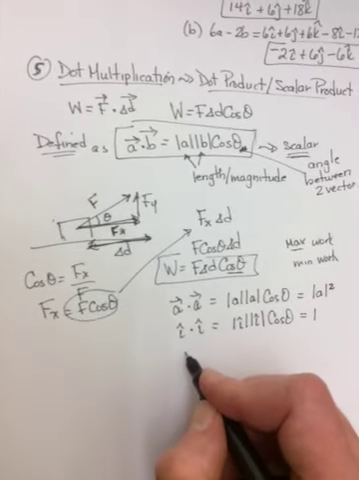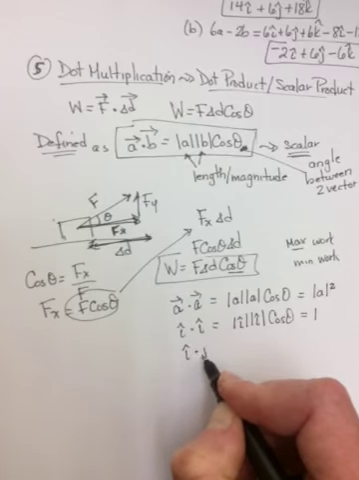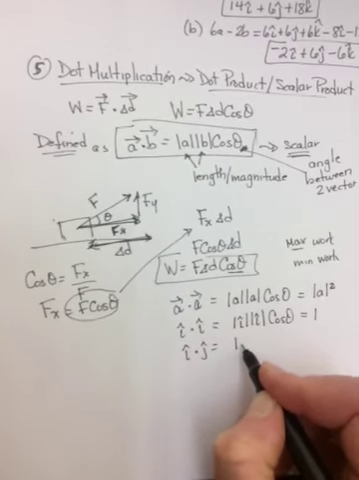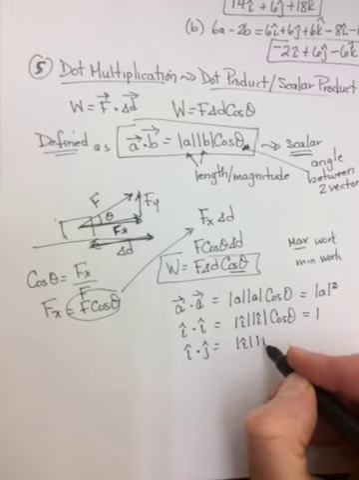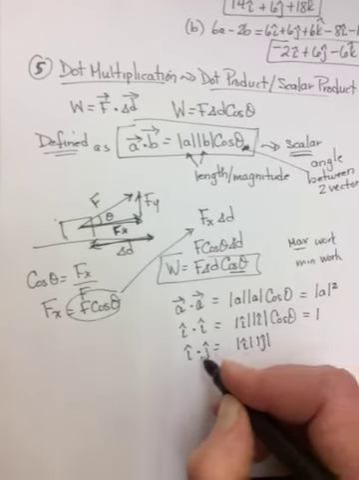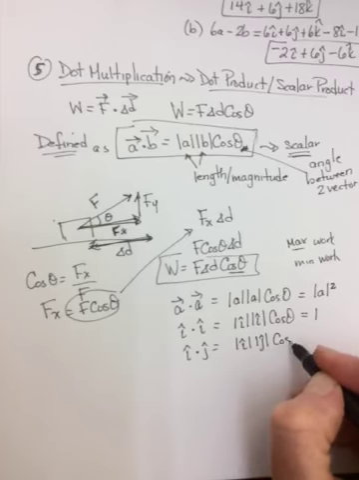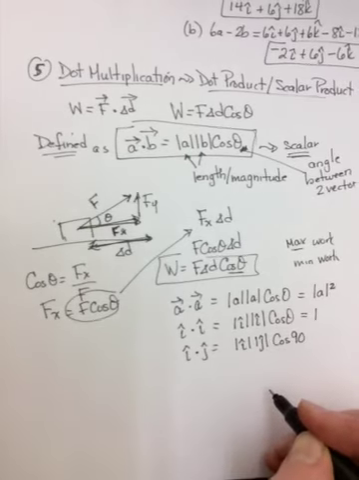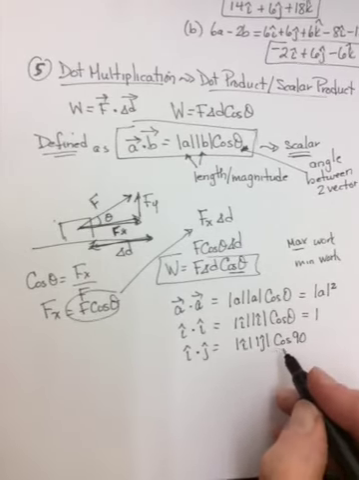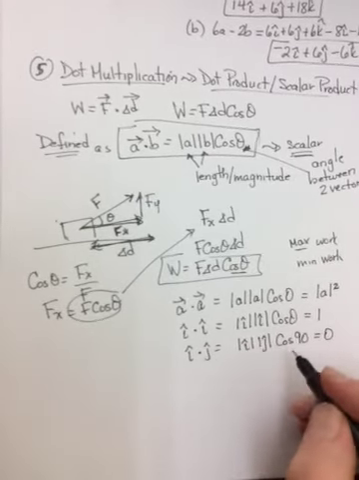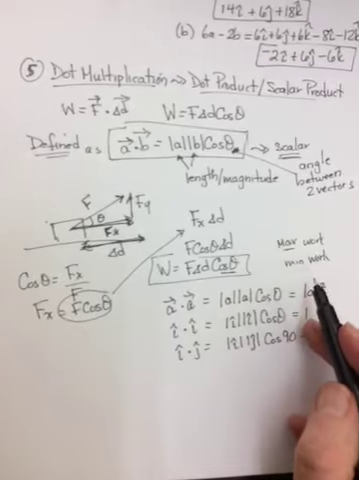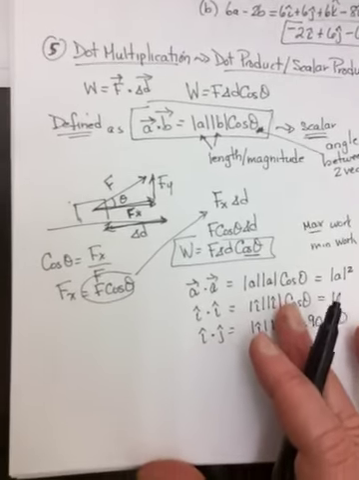Well, how about I dot j? That would be the absolute value of I, or the length of I, which is 1, times the length of j, which is 1, times the cosine of the angle between them, which is 90. Cos of 90 is 0, and so I dot j is 0. So it goes back to that maximum and minimum work.